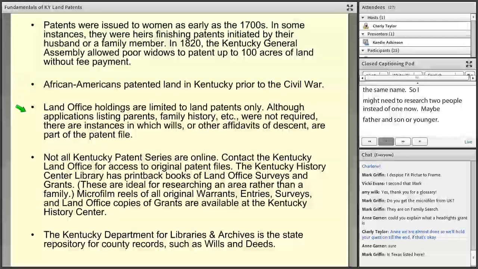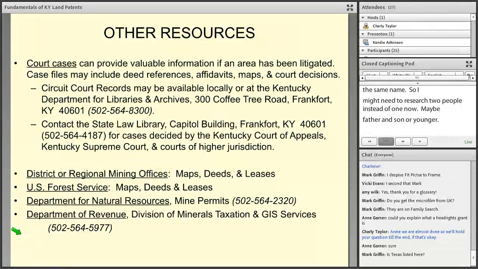Not all of the series are online at this time. KDLA is the repository for county records such as wills and deeds and other information. You may find information about Kentucky land in court cases. I put this slide in here. There are certain areas that are close to national forests, for example, and they do a lot of record searches in court cases. I have also had good luck with court cases here at KDLA for the division of property among 61 freed slaves in the 1820s.